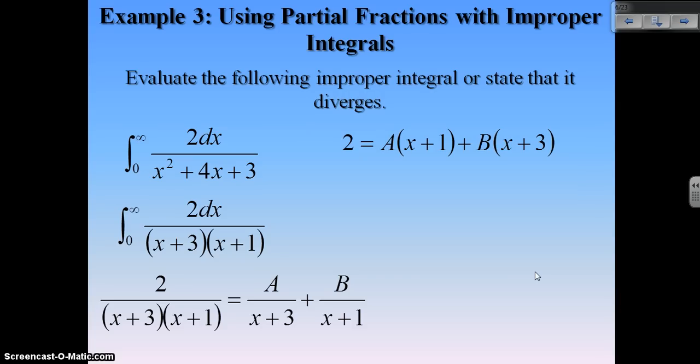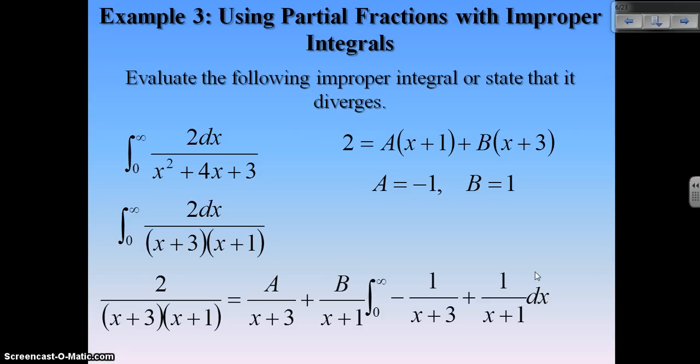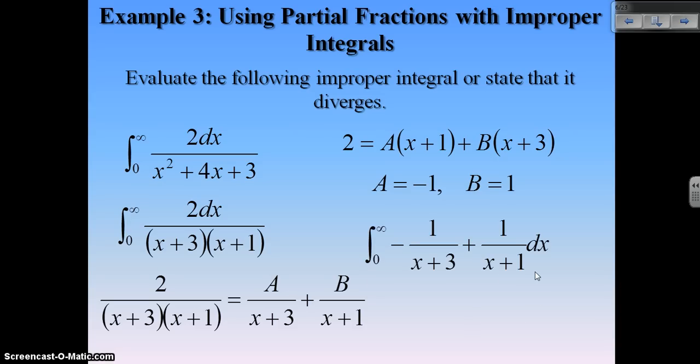Now again, this is something we've done before, so I'm going through it quickly. Hope that you remember. If not, you can ask me about it tomorrow in class. If you plug in -3 for x, you can solve for A. If you plug in -1 for x, you can solve for B, and you get those numbers. And now this is my new integral problem.